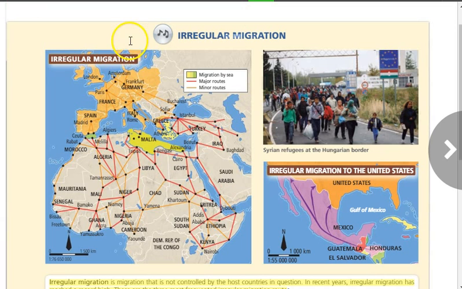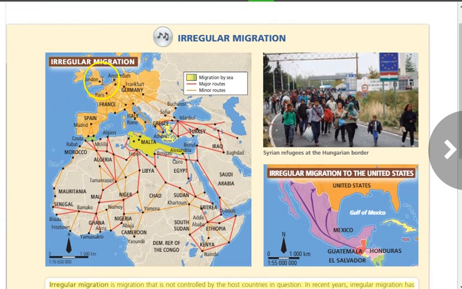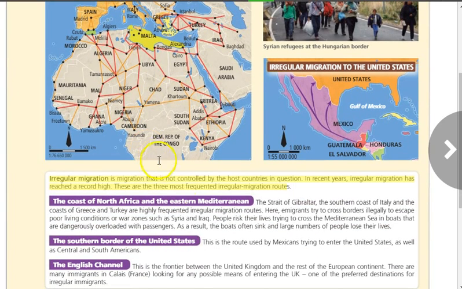And finally, the English Channel that is here, separating Europe from Great Britain. This is the frontier between the United Kingdom and the rest of the European continent. There are many immigrants in Calais, France, looking for any possible means of entering the UK, one of the preferred destinations for irregular immigrants.